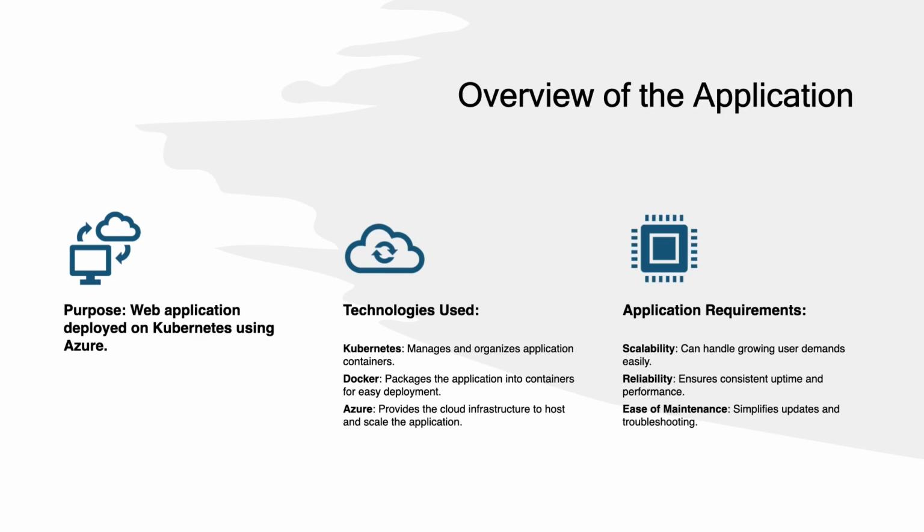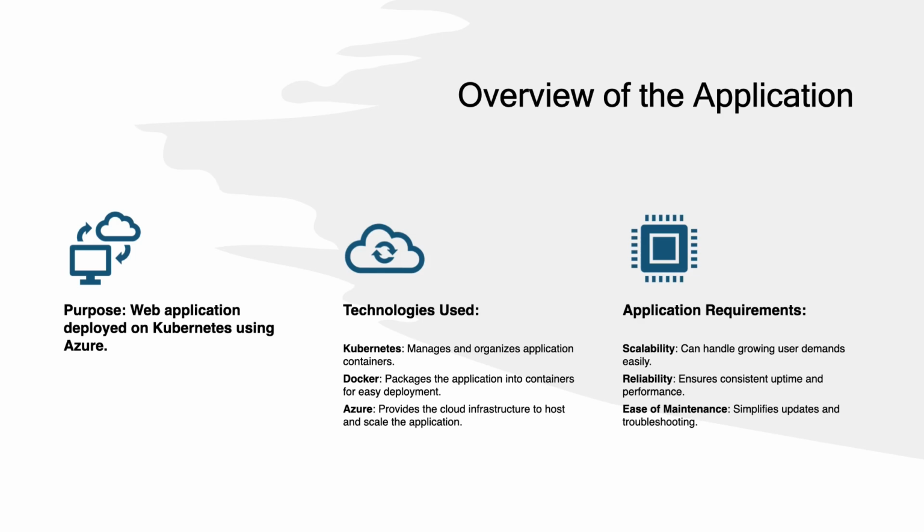Our application is built using three main technologies: Kubernetes, Docker, and Azure. Firstly, Kubernetes is a system that automates the management and orchestration of application containers. It ensures that our app runs smoothly, scales efficiently, and can recover from failures. Docker is used to containerize our application. A container packages everything needed to run the app, including nodes, libraries, and dependencies, making deployment consistent across environments.